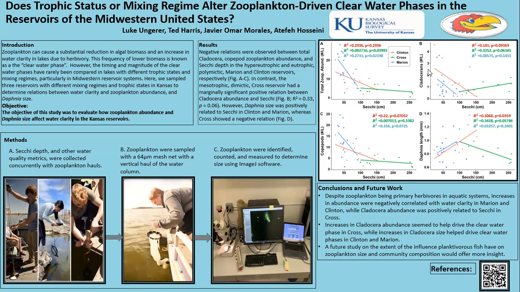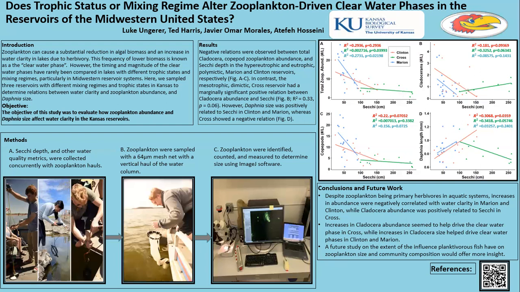What we can observe here is that there is a decrease in zooplankton abundance in all three reservoirs, which was reinforced by a statistical p-value being less than 0.05 in polymictic Clinton and Marion reservoirs. On the other hand, dimictic Cross had a significantly positive correlation between cladoceran abundance and the increase in Secchi depth, reinforced by a p-value being less than 0.05.